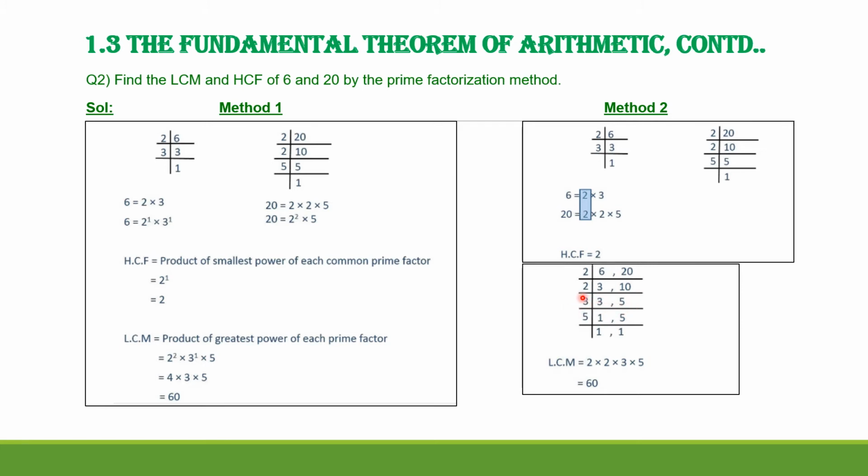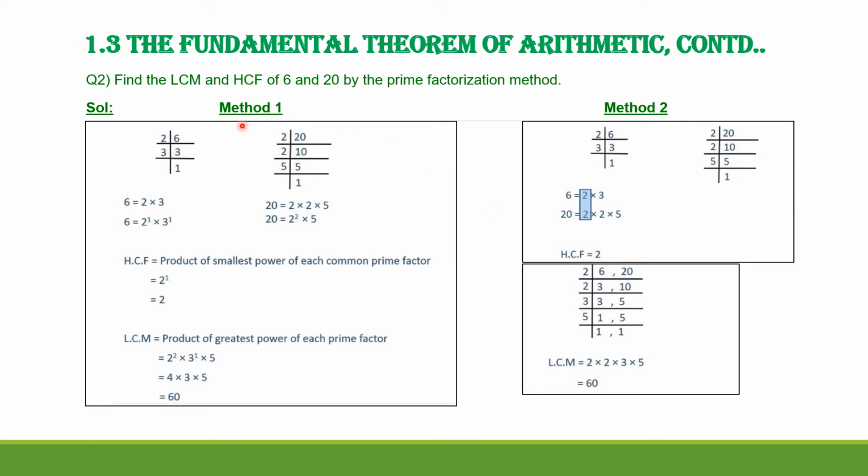Next, you can divide it by 3. 3 1s are 3, and 5 will remain as it is. Again you can divide by 5, so 5 1s are 5. So you can keep on dividing until you get 1. So now what you will do? Your LCM becomes the product of all the numbers by which we have divided your two integers: 2 into 2 into 3 into 5, which becomes 60.